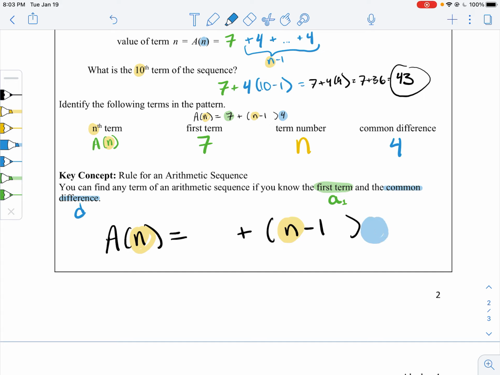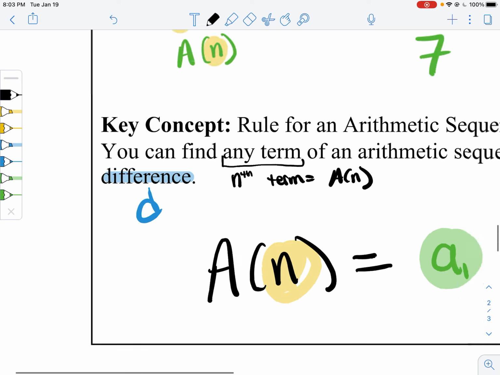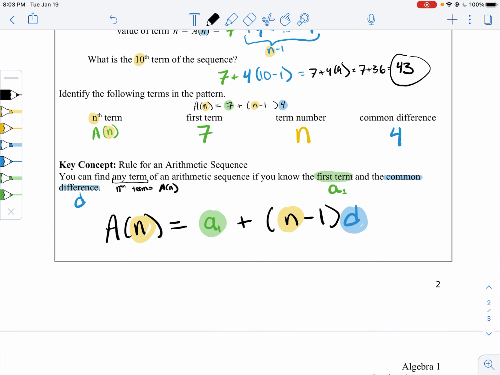Okay, excellent. So A sub 1 plus n minus 1 times D, that's the rule to get the nth term of a sequence. So you can find any term, or the nth term, by saying a of n is what we call it. There we go, that's the rule. Love it, memorize it. Seriously, you'll need it.